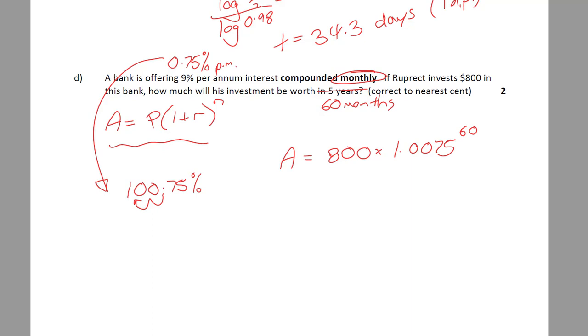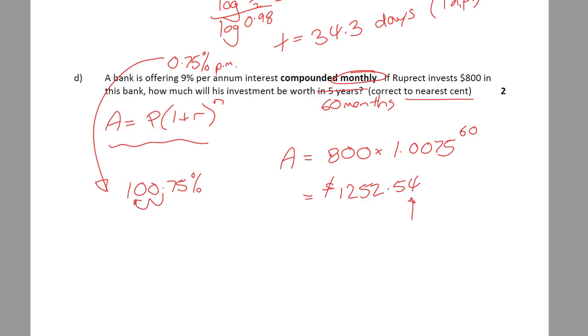So 800 times 1.0075 to the 60 equals 1252.54. It's followed by a 4. It says the nearest cent. That's the cent column. So I leave it, only followed by 4, don't round up. Give it some units as dollars.